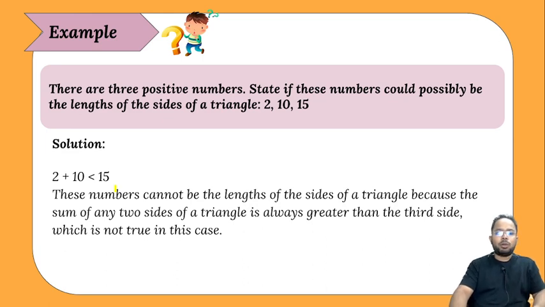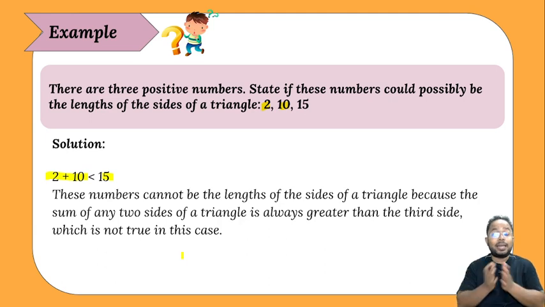Okay. So suppose, let's say we have an example here that there are 3 positive numbers, and these numbers could possibly be lengths like 2, 10 and 15, and it is being asked whether it will be possible. So if we take the sum of 2 and 10, it's being less than 15, and that's why the formation of triangle is not possible here.